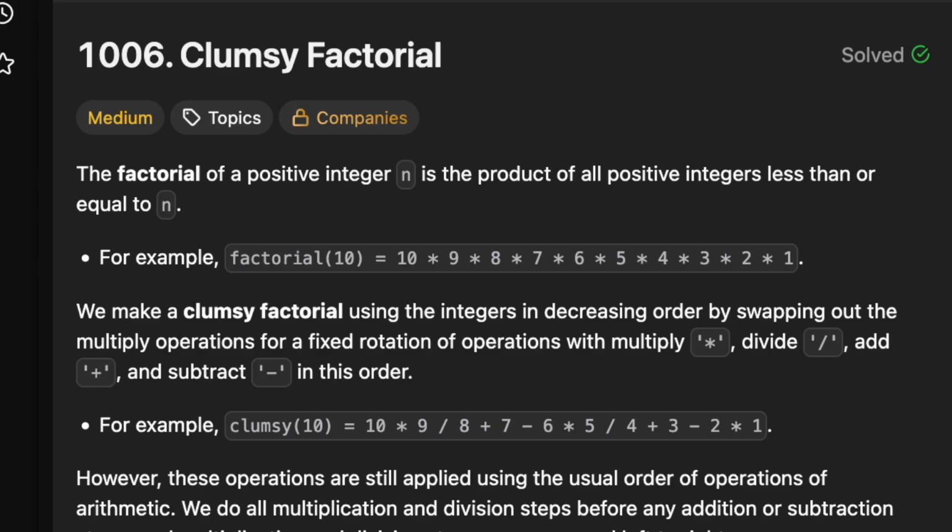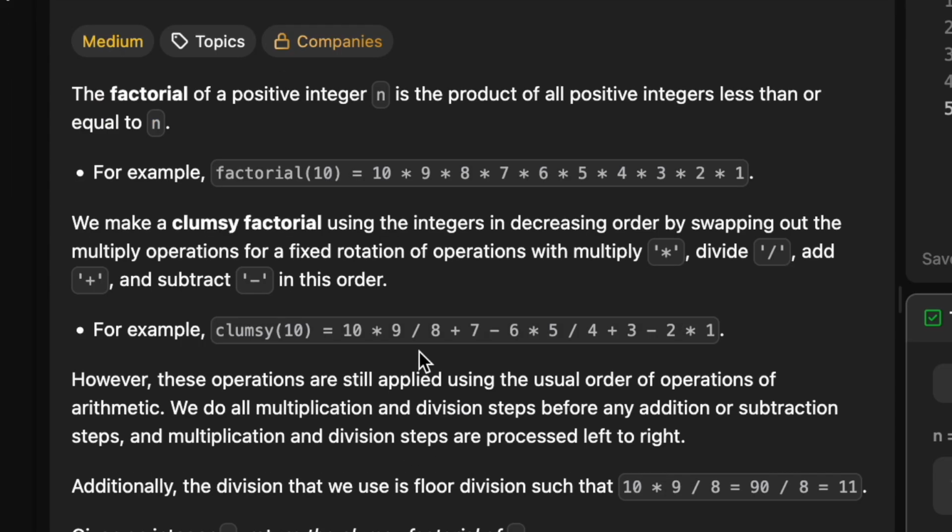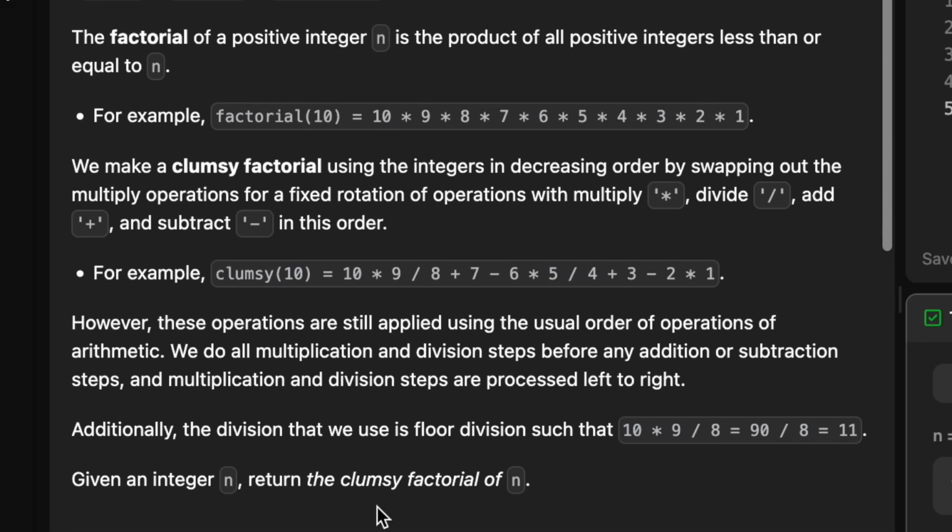So, it seems pretty straightforward. It's just a descending -1 all the way until we hit 0, multiplied all together. But to make a clumsy factorial, instead of following this pattern, we follow a different pattern. So the clumsy factorial of 10 is 10 times 9 divided by 8 plus 7 minus 6 times 5 divided by 4 plus 3 minus 2 times 1. Essentially, it's a pattern of times, divide, plus, minus, it looks like.